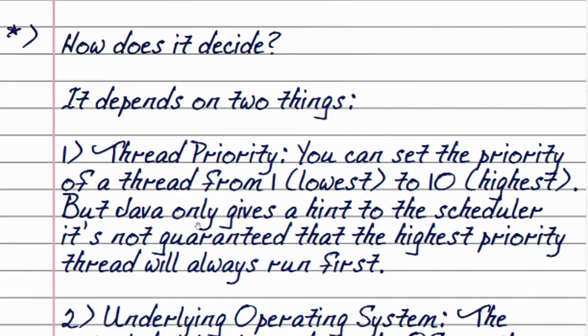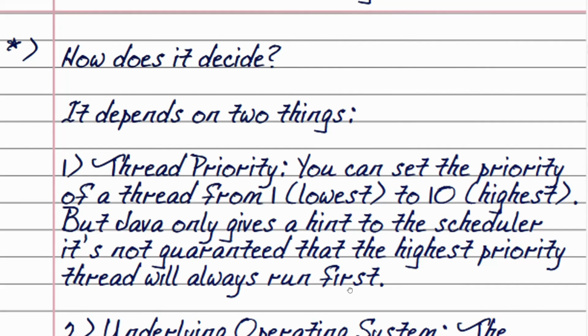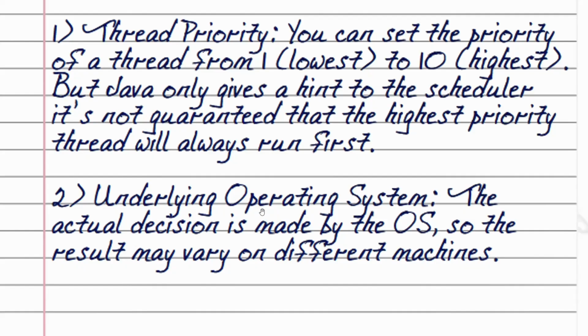But Java only gives a hint to the scheduler. It's not guaranteed that the highest priority thread will always run first. So Java just gives a hint to the scheduler, but there is no guarantee that the threads will execute according to priority. The next is the underlying operating system. So the actual decision is made by the OS, that is the operating system. So the results may vary on different machines.